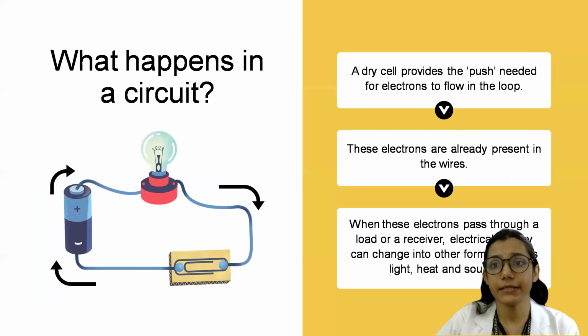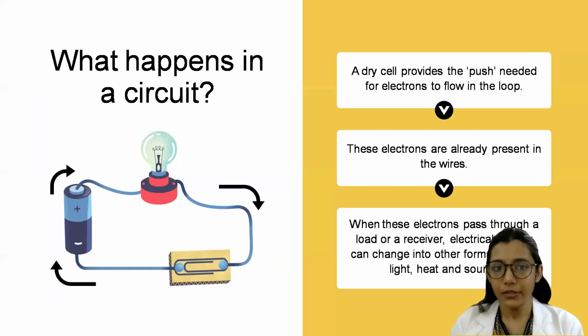Now what happens in the circuit? How will it work? So there is a dry cell. A dry cell is like a carrier of electrons. Those carriers of electrons are pushed to flow in the conducting wires. Once the cell is connected to the wires, the electrons which are stored in that cell are forced to move into the wires.